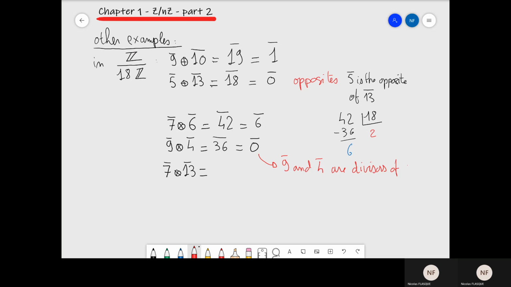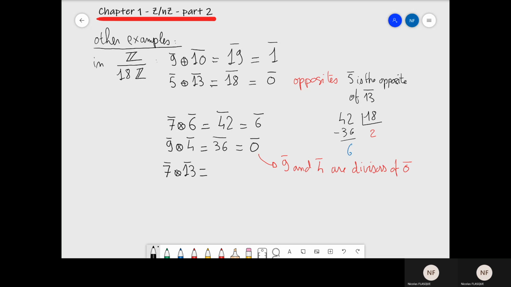divisors of 0 bar. And that's not an error. It's due to the structure of Z over NZ itself, and some values. I will tell you later how to know which elements are divisors of 0 and which elements are not.